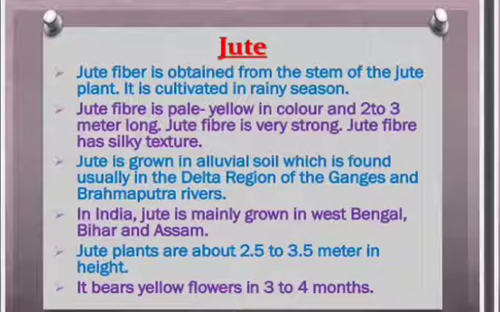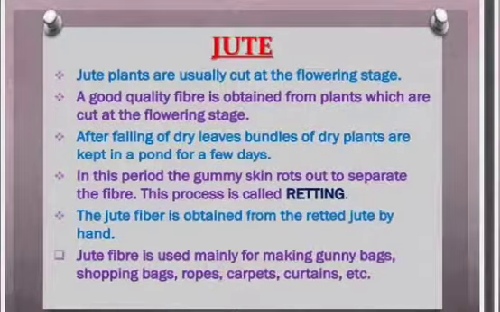Jute is grown in alluvial soil, which is found usually in the delta region of the Ganges and Brahmaputra rivers. In India, jute is mainly grown in West Bengal, Bihar and Assam. Jute plants are about 2.5 to 3.5 meters in height. It bears yellow flowers in 3 to 4 months. Jute plants are usually cut at the flowering stage. A good quality fiber is obtained from plants which are cut at the flowering stage.